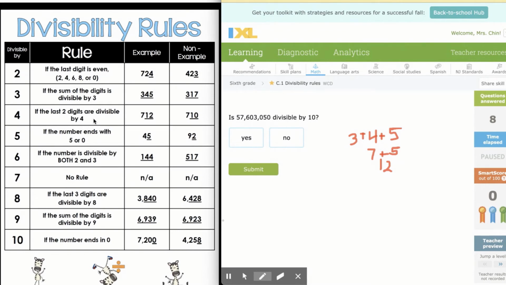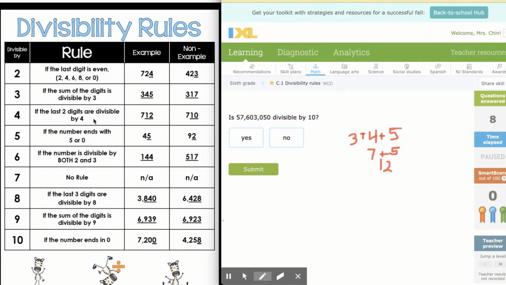710, that ends in a 10. And 10 is not divisible by 4, so 710 is not divisible by 4. I should add to 4: if it ends in a double zero, then it's also divisible by 4. Like 100, 200, 300, 4,000. If there's 2 zeros on the end, then it's also divisible by 4.